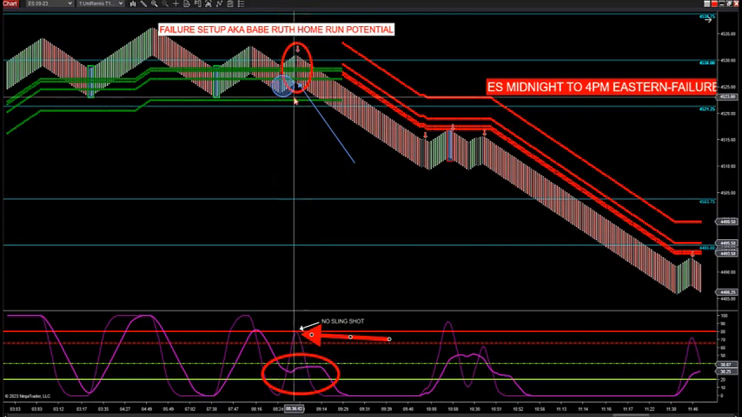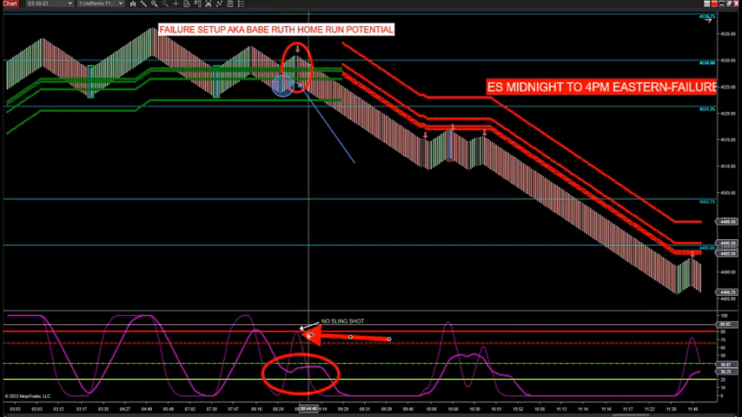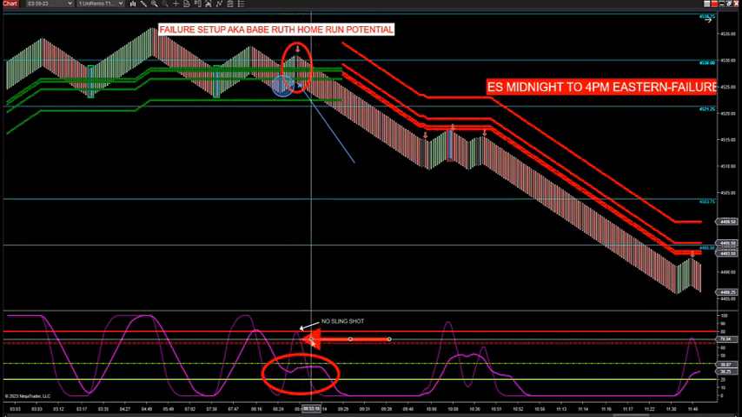Because when you're in that deeper zone, you only have the slingshot or the failure trade available. We don't have a momentum setup. We don't have a first trade setup, my other two setups. The only two possible trades are a slingshot or a failure. Well, that's the first indication: no slingshot.